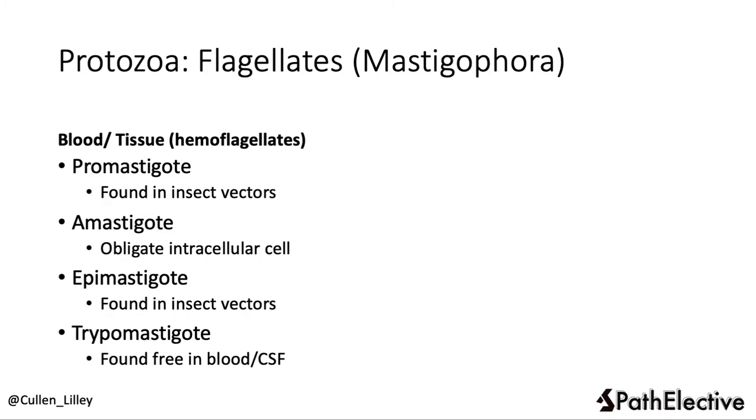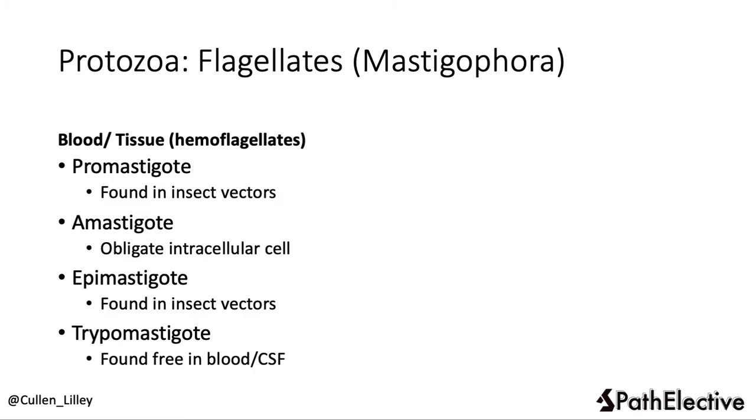The protozoa that are flagellates in the Mastigophora phylum that are in blood, tissue, or blood and tissue, these are going to be the hemoflagellates. So hemoflagellates are very different. They'll have a promastigote, an amastigote, an epimastigote, or a tripomastigote. So it gets a little complicated because different hemoflagellates will have different forms, but hopefully I have a good figure here that I made that will help you.